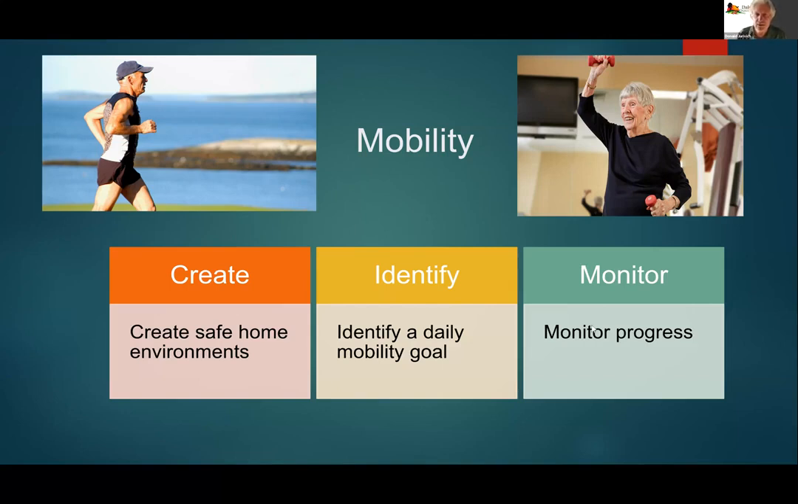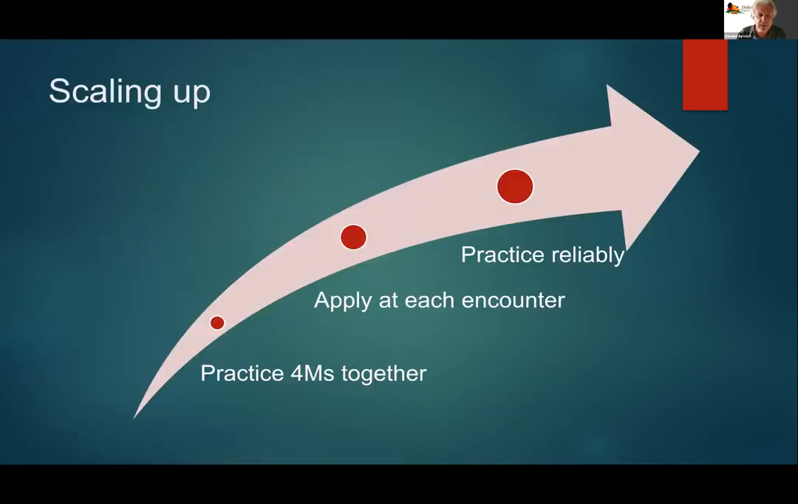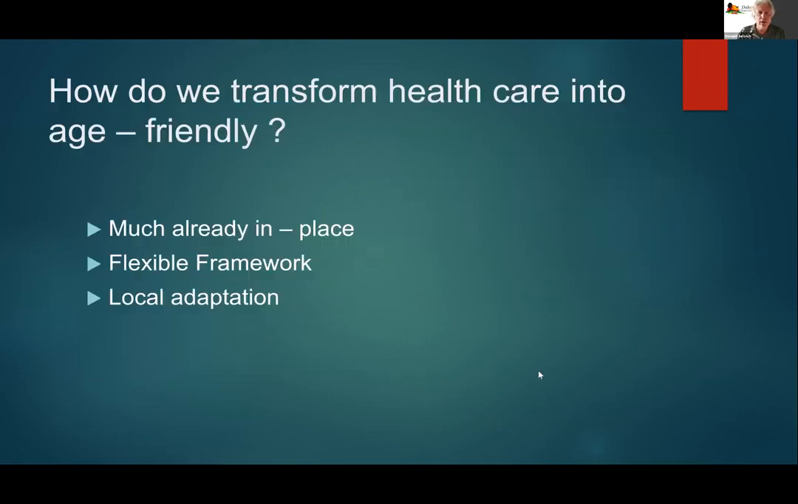So as we do all of this, let's say we do all the geriatric 4Ms, we eventually want to scale it up. So we do it in a small fashion. And then we increase it, and spread it through the health system, clinics, community setting, maybe then also to the nursing home. So to do the scaling up, you have to practice the 4Ms together. You have to apply the 4Ms at each encounter, every patient that you see, and it has to be done on a 90% or better basis.